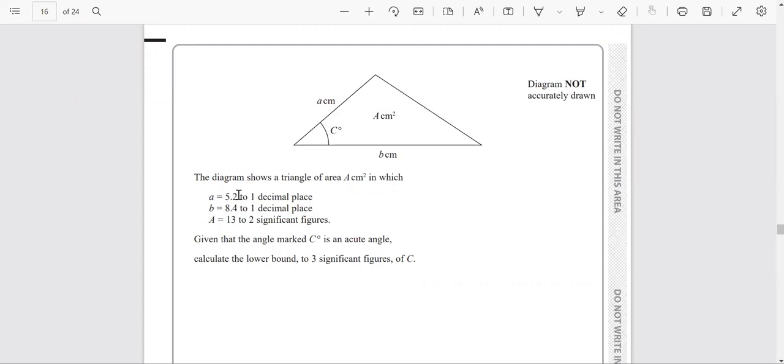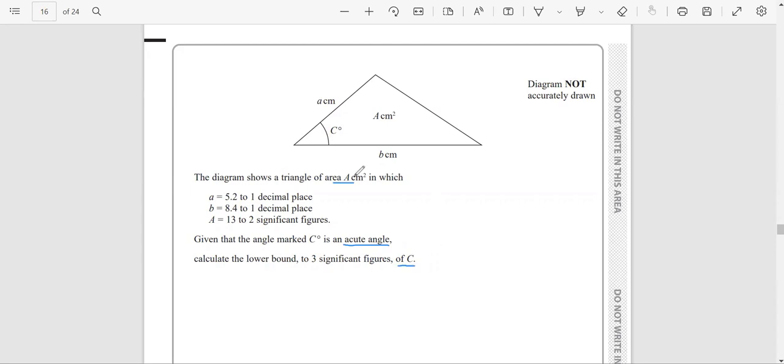The question says, the diagram shows a triangle of area A centimeter squared, in which A is equal to 5.2 to 1 decimal place, B equals 8.4 to 1 decimal place, A equals 13 to 2 significant figures. A is the area of the triangle, this one. A centimeter is the length for this side, B is the length of this side, and we need to find the measure of this angle. Given that the angle marked at C is an acute angle, calculate the lower bound to 3 significant figures of C. So you need to pay attention very well.